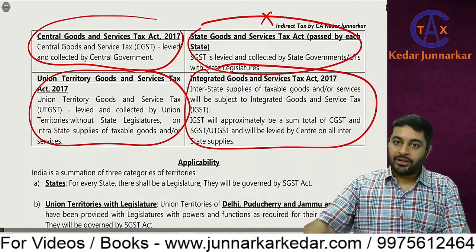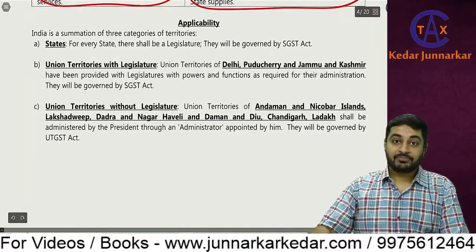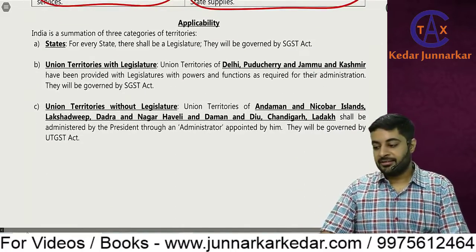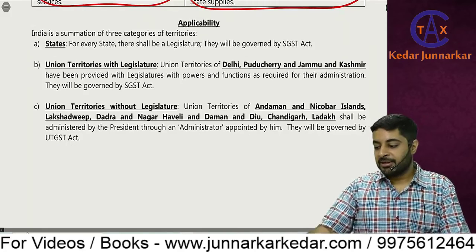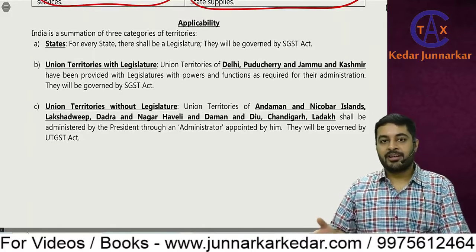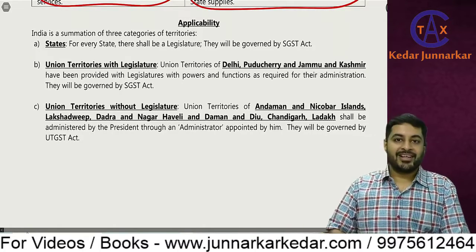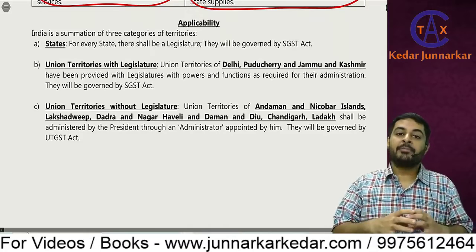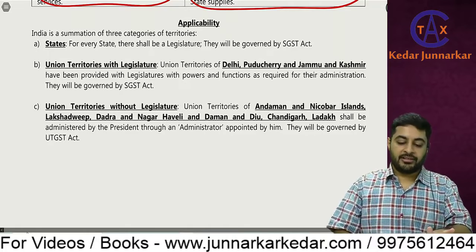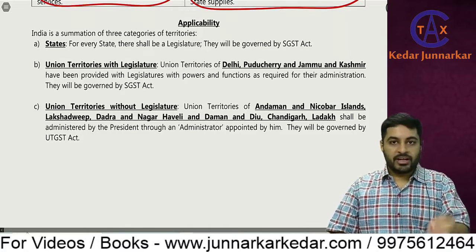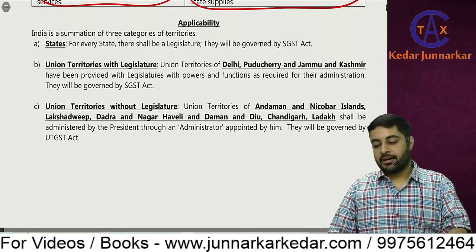Okay, so how many states are there? There are 28 states. There was one more state, but Jammu and Kashmir now is no longer a state. Now it has been bifurcated into two union territories: the Union Territory of Jammu and Kashmir and the Union Territory of Ladakh.